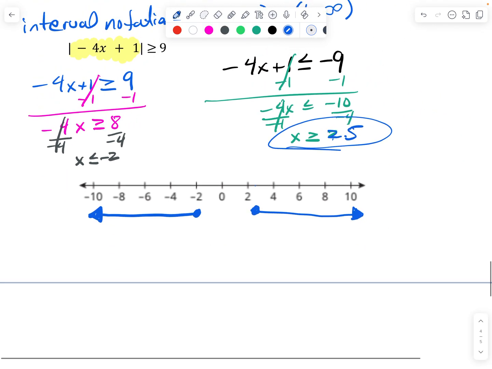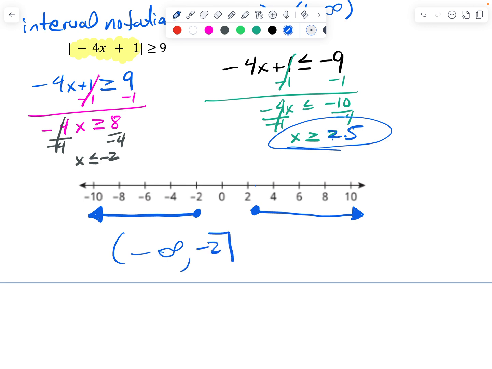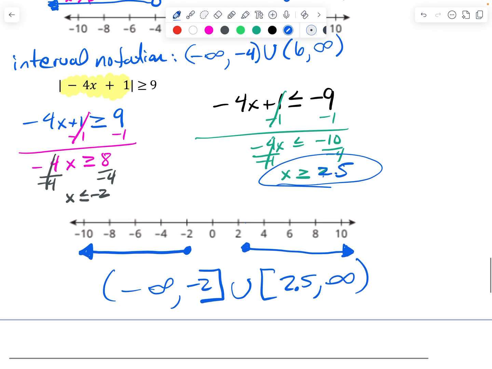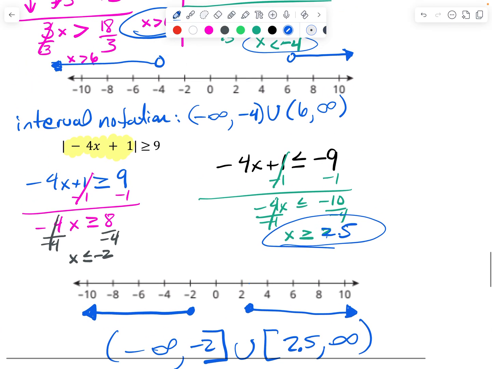And then the interval notation would be -infinity to -2 bracket, because this is equals to. And then there's a break in the graph here, so there's nothing here, so we have to use a union. So we use union, bracket, to parentheses, to positive infinity. Oh, sorry. That should be 2.5, comma, infinity. And there you go.